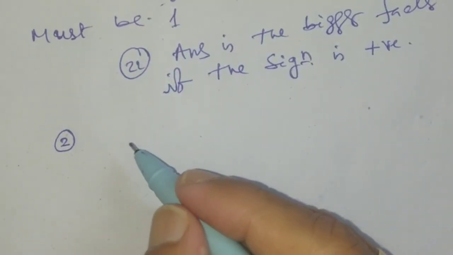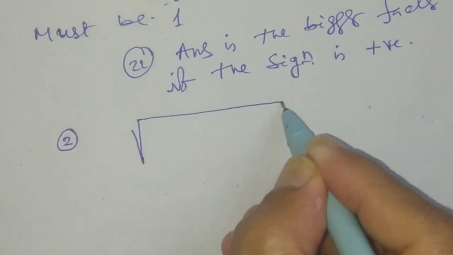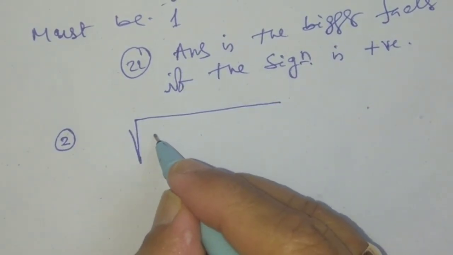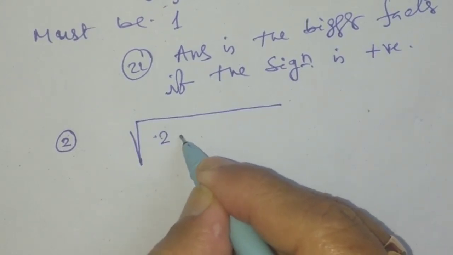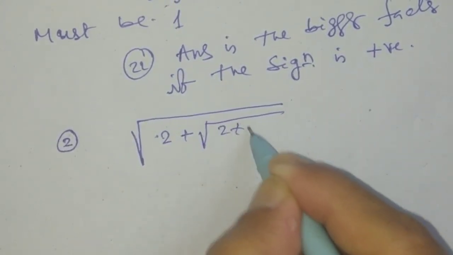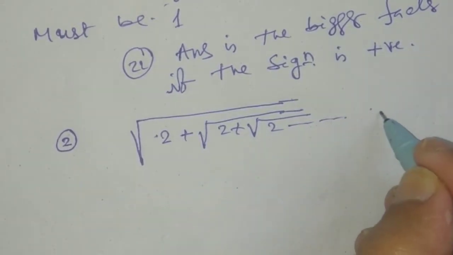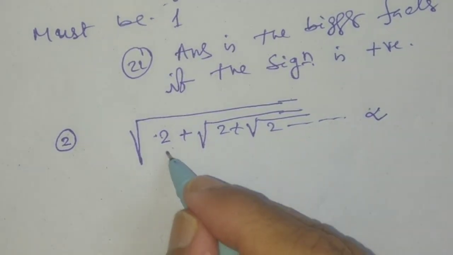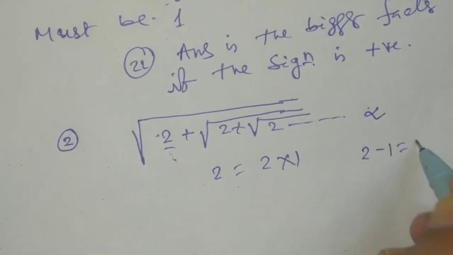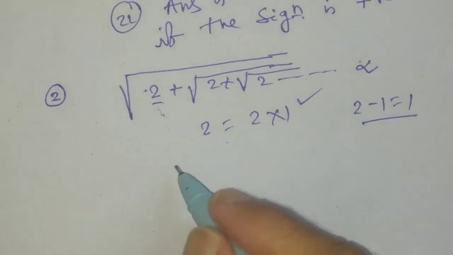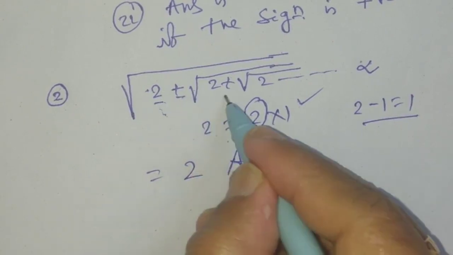Suppose root 2 plus root 2 plus root 2, root 2 is the easy one. All are plus. So what is the answer? Because we can say 2 is equal to 2 into 1. The difference of 2 minus 1 is equal to 1. So the answer is 2. We will take the bigger one because all the signs are positive.